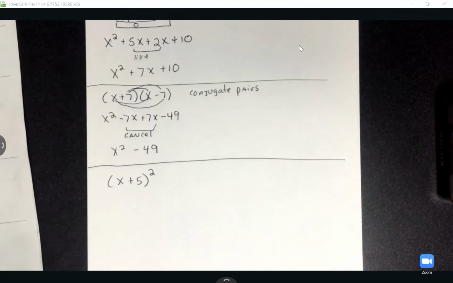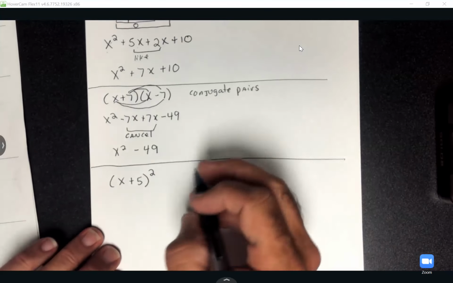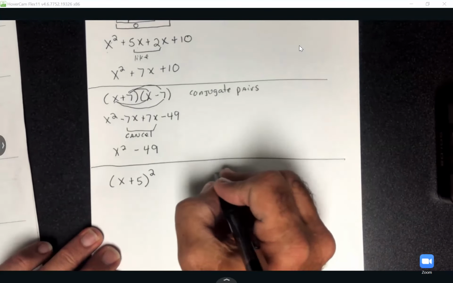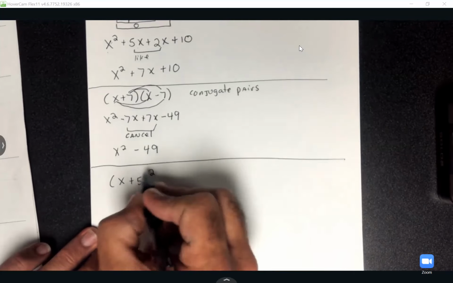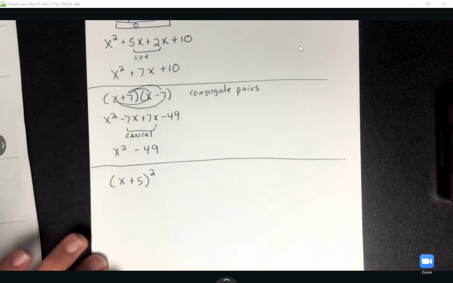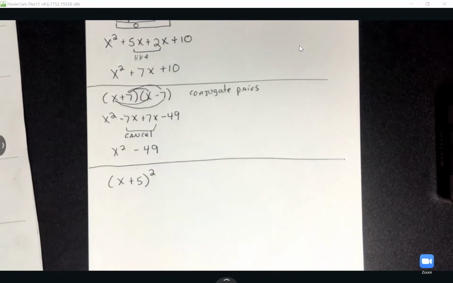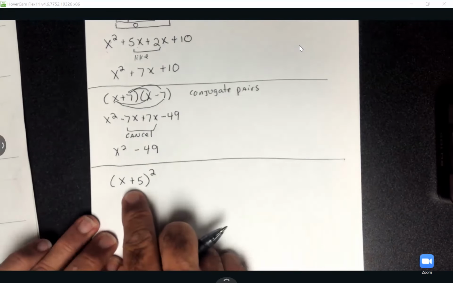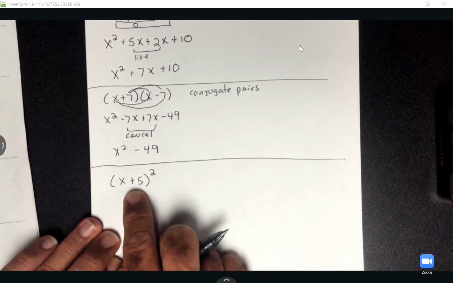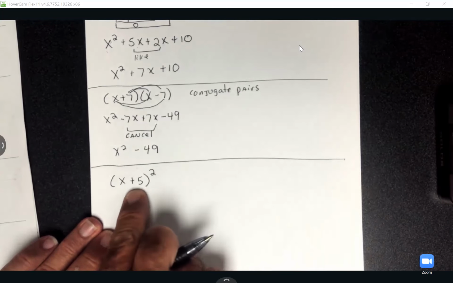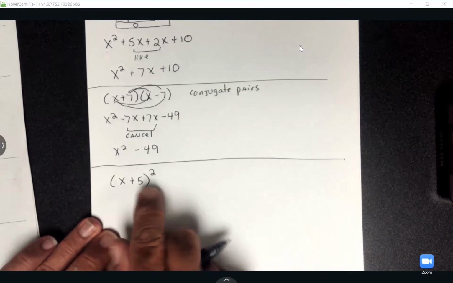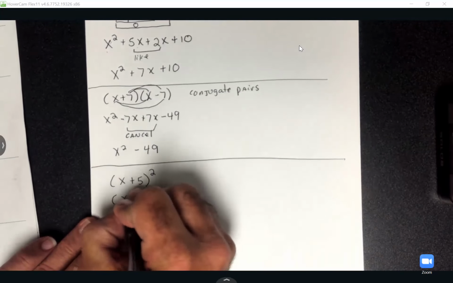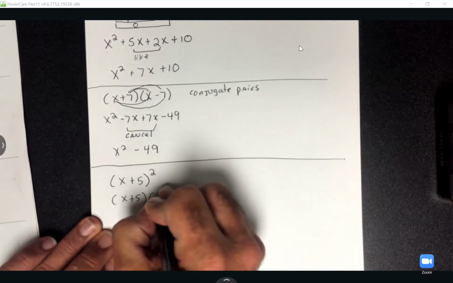Y'all, the biggest mistake I get: this does not equal x squared plus 25. Some people just want to shoot those exponents in there. You can do that if all this was being multiplied, but since it's being added, this is the binomial squared. Anytime you got a binomial like this, which is two terms and squared, you gotta come in and write this twice.